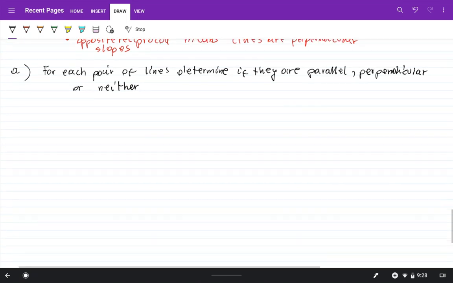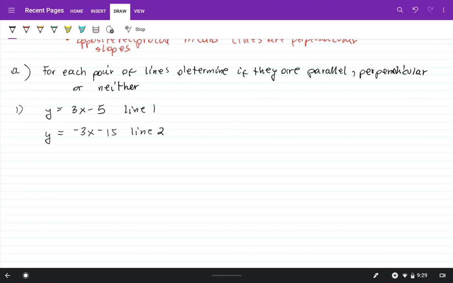Okay, so this is what we have. y equals 3x minus 5. That's line 1. And we have y equals negative 3x minus 15. This is line 2. Okay, so we need to decide with our graphing how those lines behave towards each other.